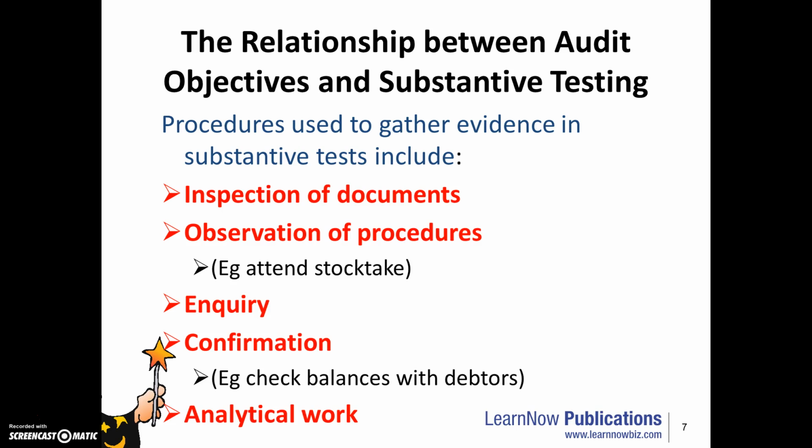So what are some of these procedures used to gather evidence in substantive tests? There might be an inspection of documents. There's observation of procedures. A good example of this would be attending a stock take. They might make inquiries of management. They'll do confirmations, so they will write letters and check balances with debtors, or they'll perform analytical work.